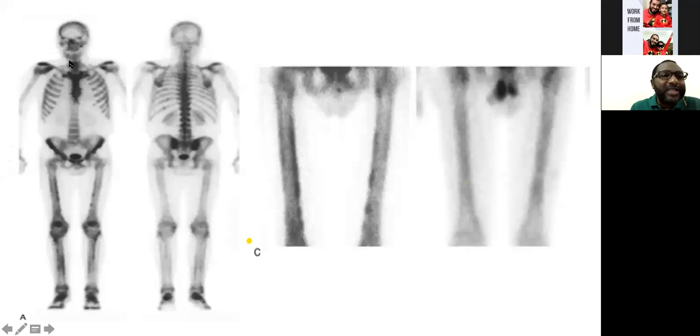Now, if you look at this, the kidneys are present. This is a beautiful scan. You can see the ribs clearly. You can see the entire skeleton clearly. You can see the kidneys clearly.